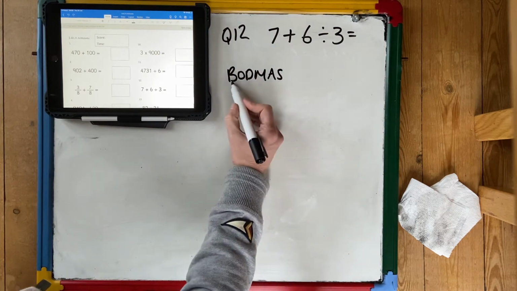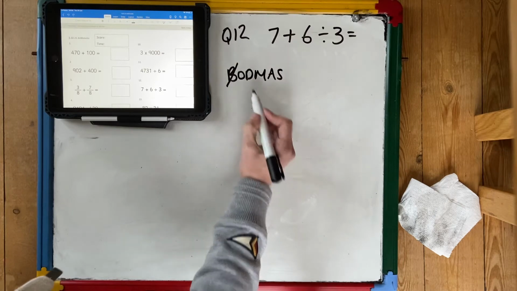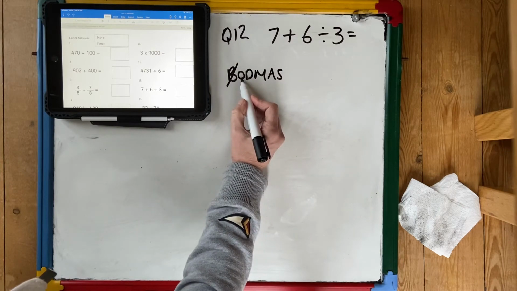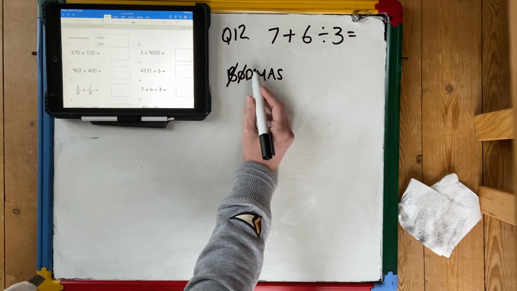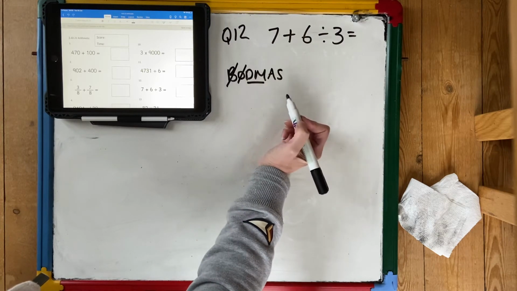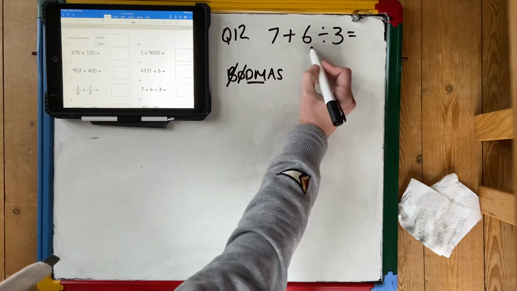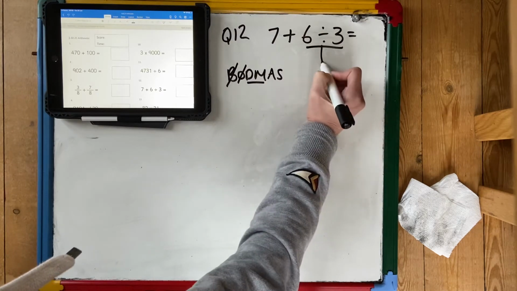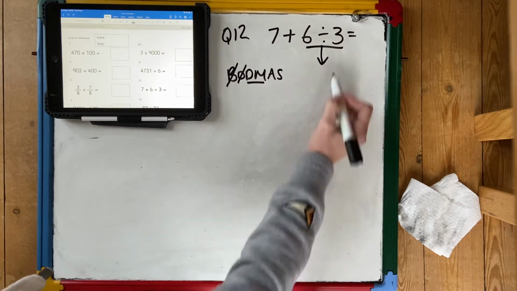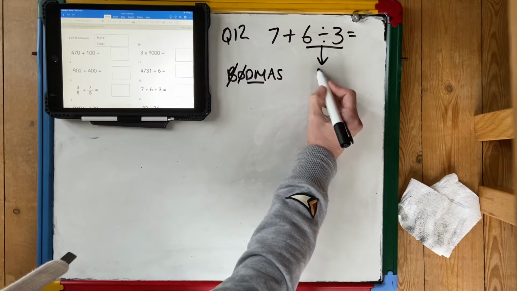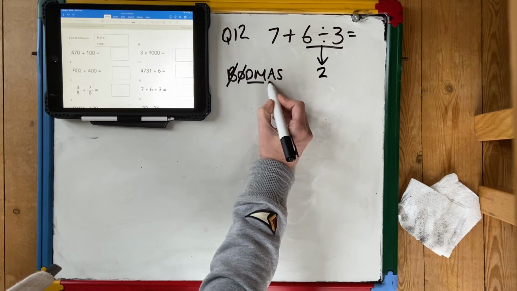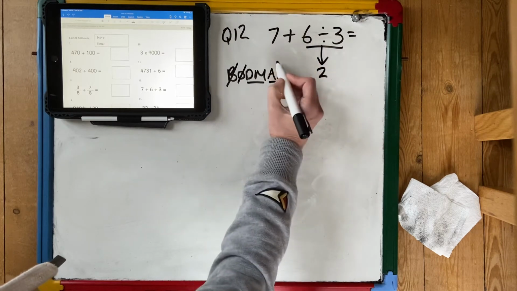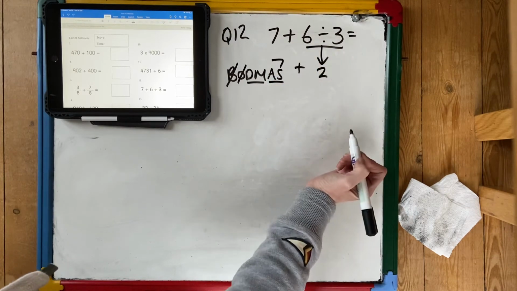So, are there any brackets? No. Are there any orders or indices? No. There's no square numbers or cube numbers. Is there any division or multiplication? Yes. So we need to do this calculation first. So 6 divided by 3. How many 3s are in 6? Is 2. Then the last thing you need to do is the addition or subtraction, which is there. So 7 add 2. And there's your answer.